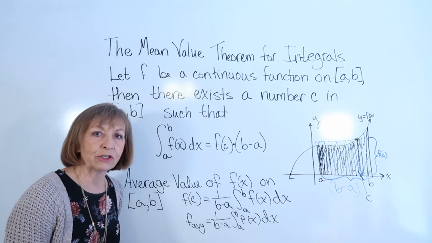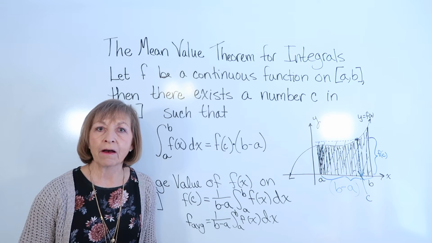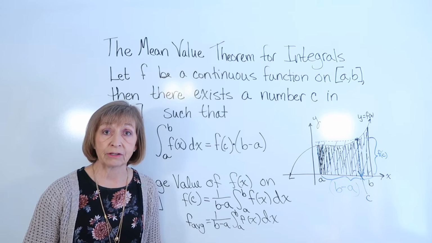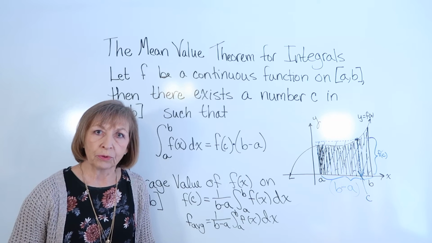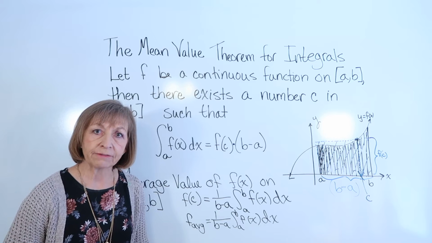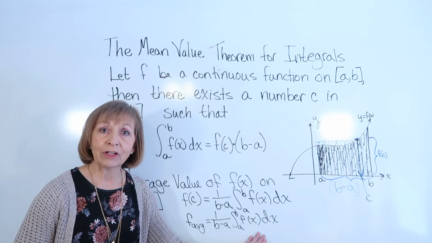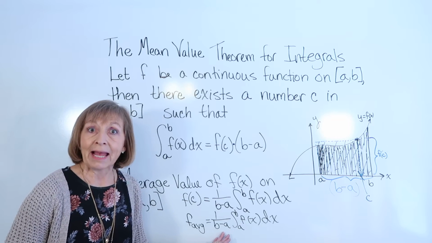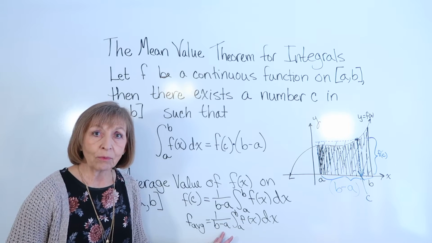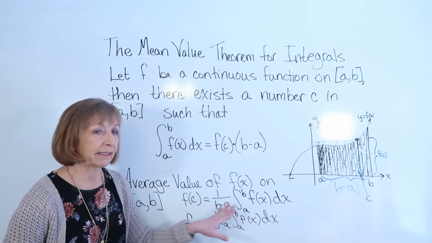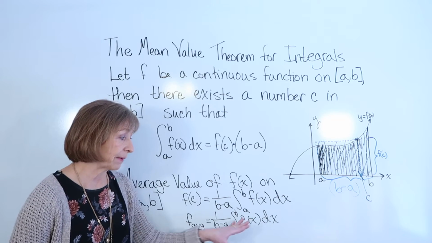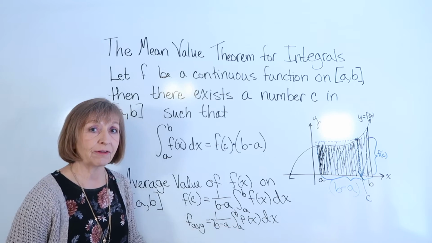So when they just ask you to find the average value of a continuous function on a closed interval, don't get too worried about a whole bunch of different stuff that you have to do. You just need to find your definite integral over that interval and then divide by the length of the interval, or multiply by the reciprocal of the length of the interval, whichever way you want to think about it. It's just solving for the f of c.